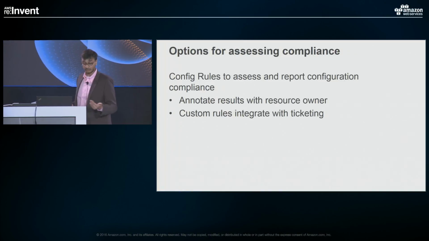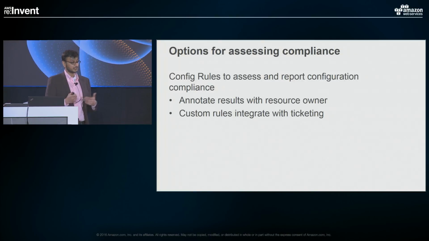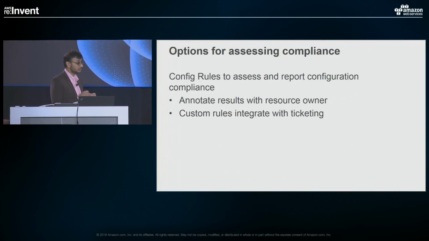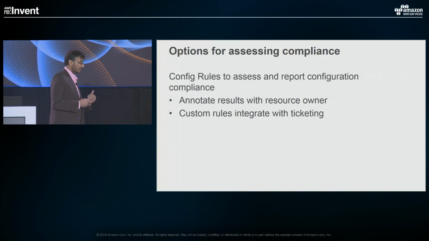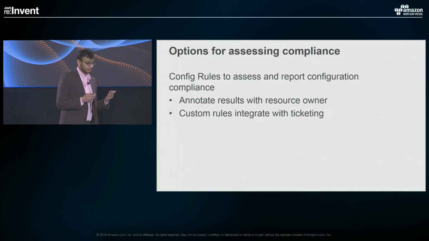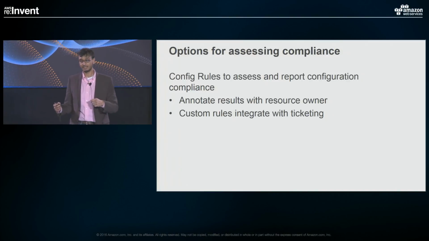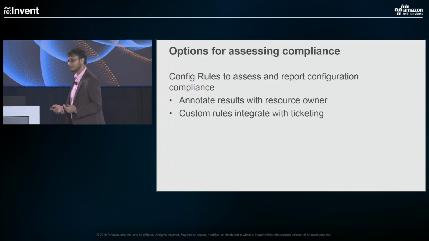So Config Rules provides a great way to assess compliance and report compliance in a specific configuration. As you saw in the example, you can annotate the results with an appropriate owner, so you can actually use that for ticketing. And for those of you who like to write code, this is in Lambda, so you can pretty much do anything you want, right? You could call the API for your ticketing system and then punch in the result directly into the ticketing system. You could send yourself an email. It gives you immense flexibility.